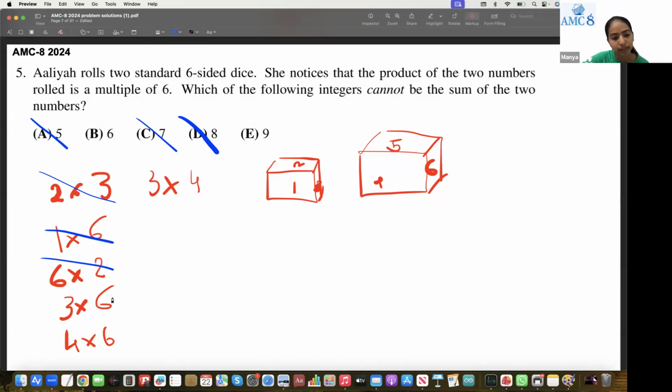3 times 6. 3 times 6 is equal to 18, so 3 plus 6 is equal to 9. So this cannot be the answer either. 4 times 6, 4 plus 6 is equal to 10, but 10 is not in these answer choices. 3 times 4, 3 plus 4 is equal to 7, but 7 is already crossed out. And the only number that is not crossed out so far is the number 6. And we just proved by eliminating all of the other answer choices that 6 is the only number that is left here. And so that's how we got our answer choice B.